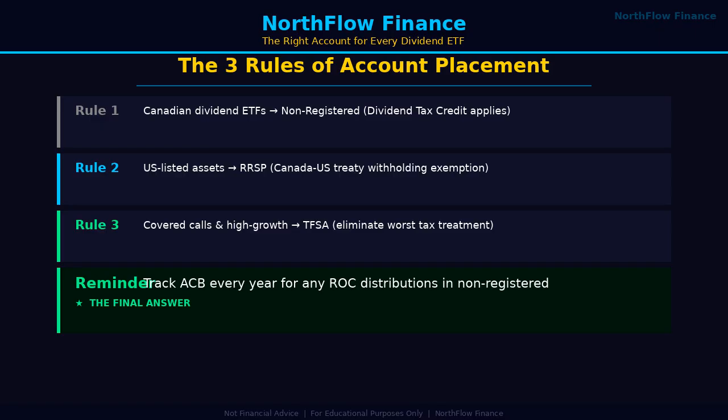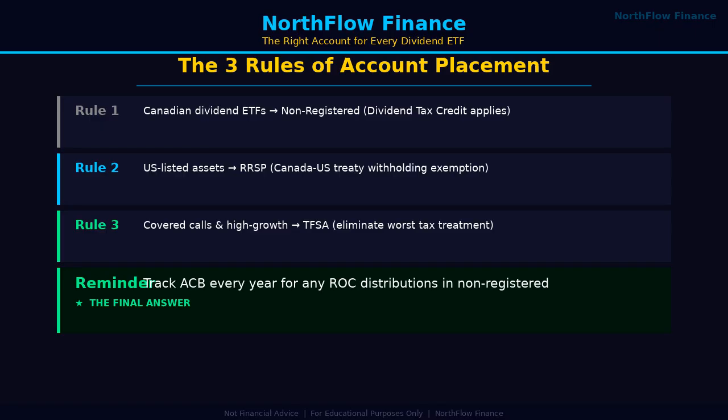Let me recap the 3 rules that should guide your account placement. Rule 1. Canadian dividend ETFs, VDY, XDIV, XEI, belong in non-registered accounts. The dividend tax credit makes eligible dividends tax efficient there. An RRSP actually makes things worse for this type of income.